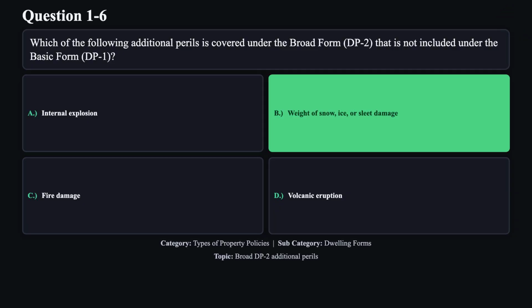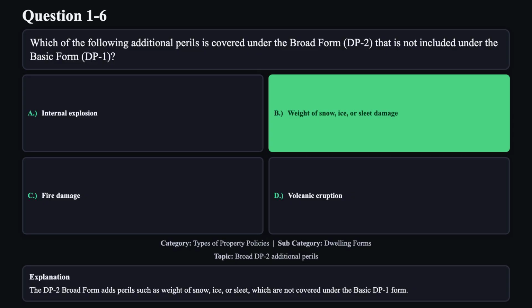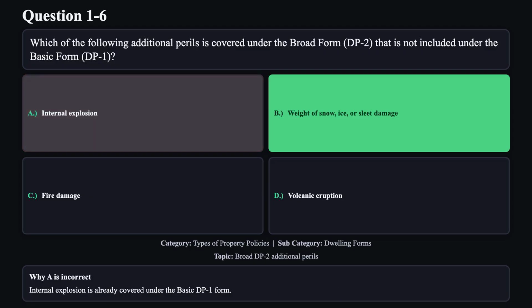The correct answer is B. The DP2 broad form adds perils such as weight of snow, ice, or sleet, which are not covered under the basic DP1 form. Reason A is not correct. Internal explosion is already covered under the basic DP1 form.